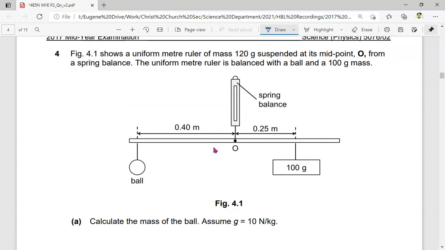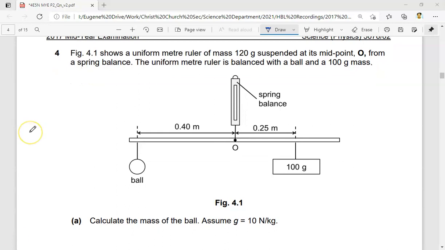Now let's go on to the next question, which is question 4. Let's read through. Figure 4.1 shows a uniform meter rule with a mass of 120 grams.